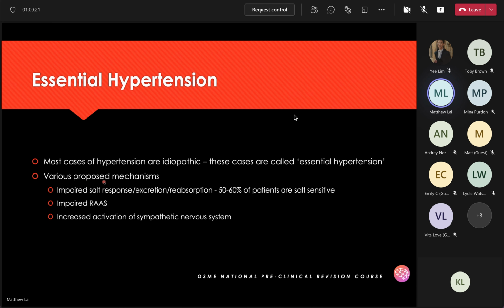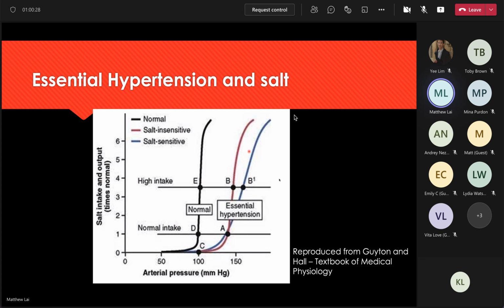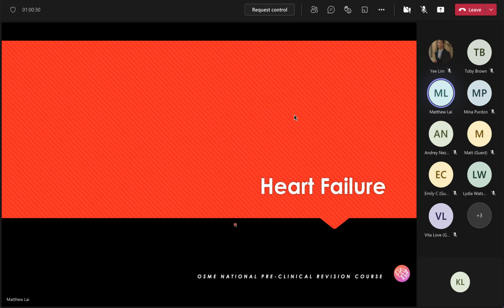And this is just a syllabus document about essential hypertension. The main thing is that these cases are idiopathic. And these are just the pressure natriuresis curves. Now onto heart failure, which I'm going to have to really zip through.